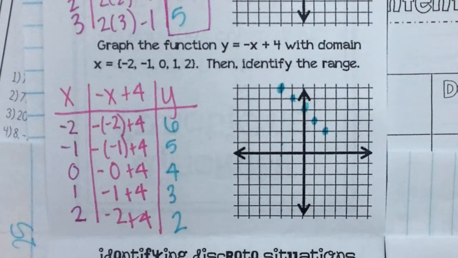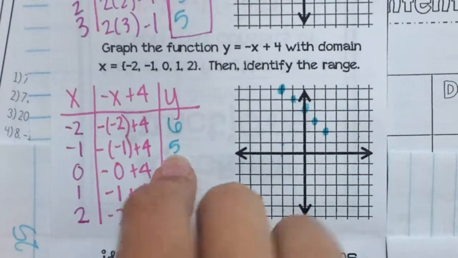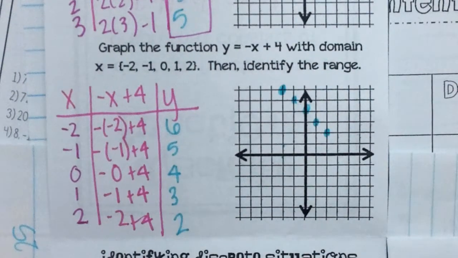Can I connect those dots? No, because it's discrete, and it gives you specific points with specific output. It doesn't say to plug in 0.5. Does everybody understand? Do you need a moment to fix it and graph it?